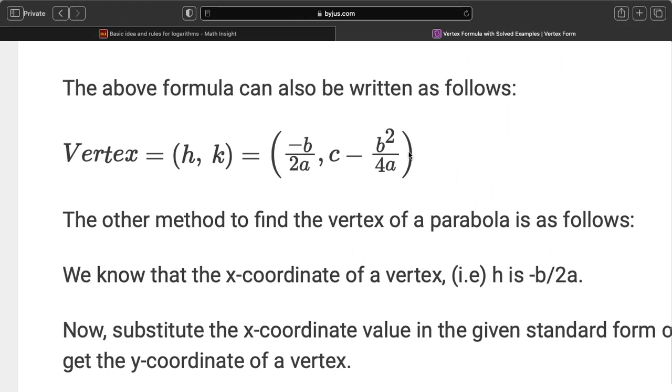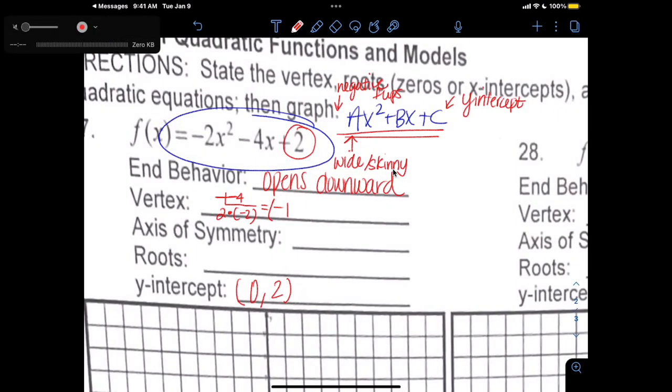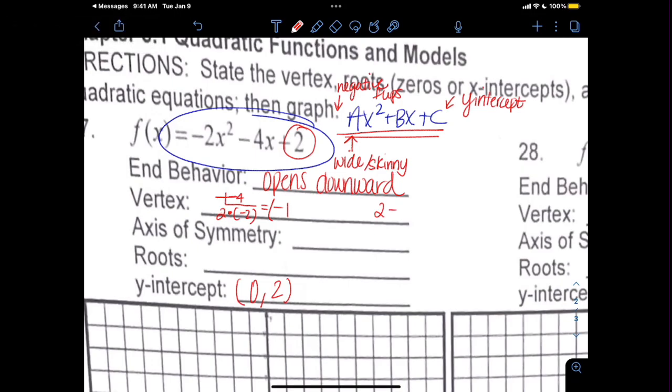Now I'm going to look for my y value. C minus b squared over 4a. So c minus b squared over 4 times a. And I'll simplify this, of course. So my vertex should be located at negative 1, 4.